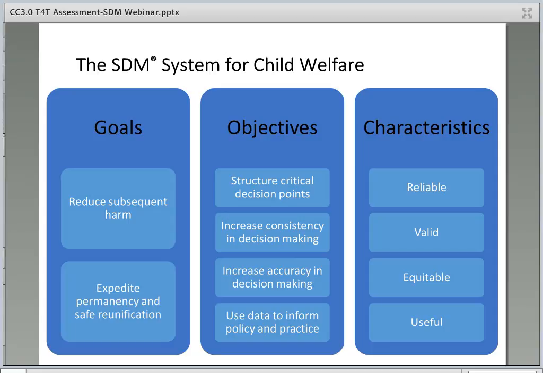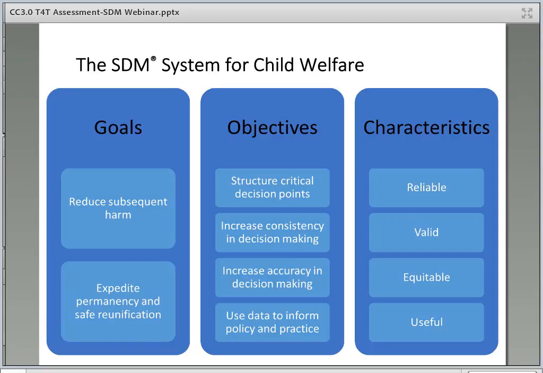Each assessment serves only one purpose, and it is important to know the purpose in order to get the best out of each one. The goals of the SDM system include reducing subsequent harm to children and facilitating timely and expeditious achievement of permanency, including reunification whenever it is safe to do so. To accomplish these goals, the SDM system has some core objectives. The SDM system looks at the critical decision points in the life of a family's involvement with child welfare and has a tool that is relevant to each.